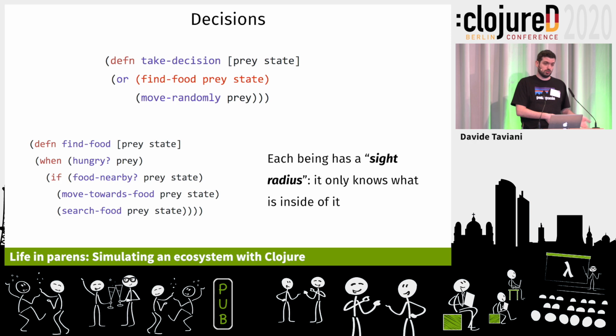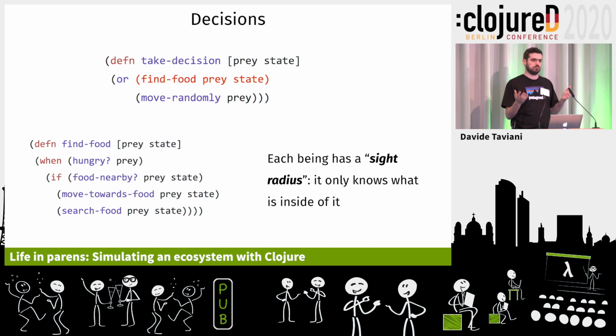And it's also important to note that at the very beginning, we said these beings take a decision only based on their surroundings. So to also mimic what happens in real life, they have a sight radius. They only see a certain area around them.